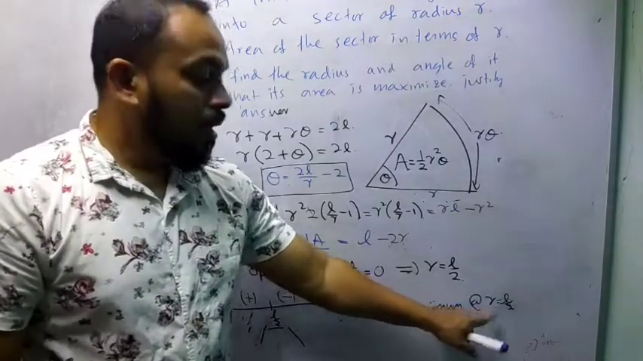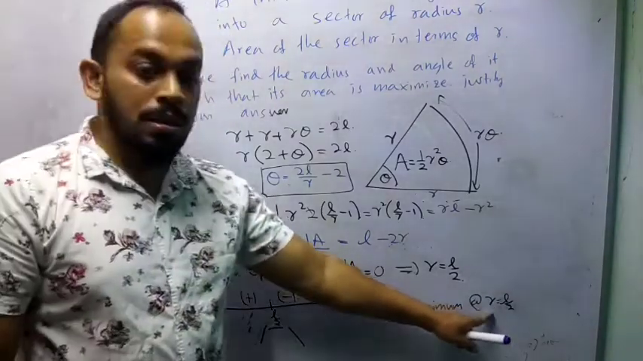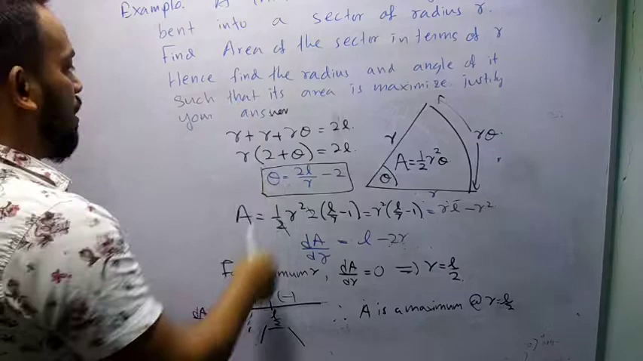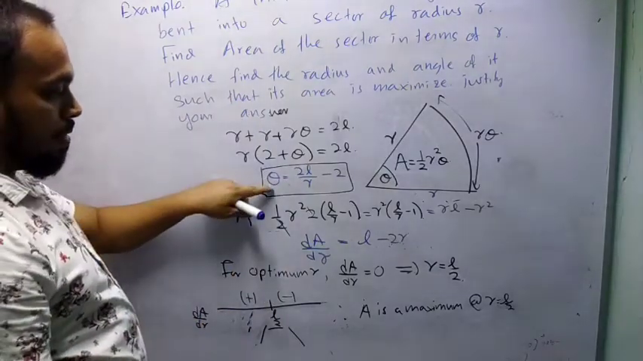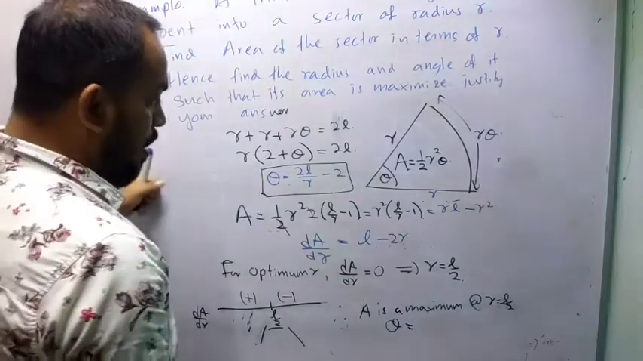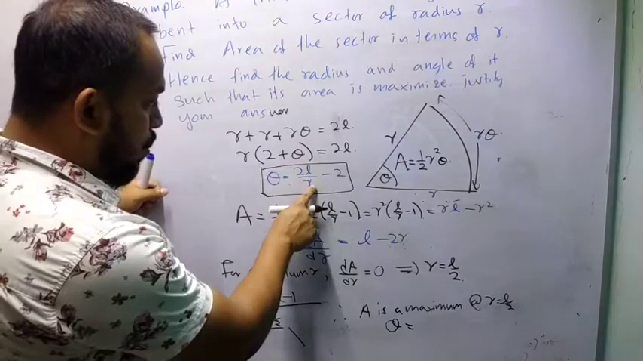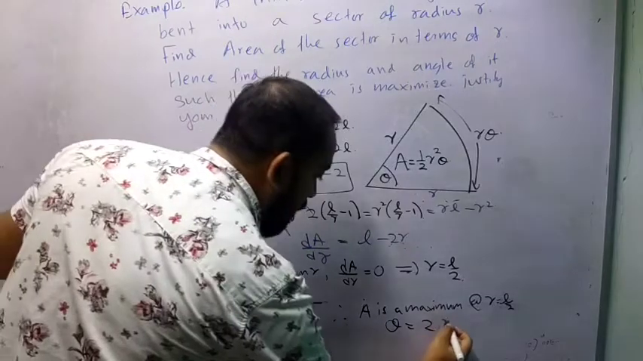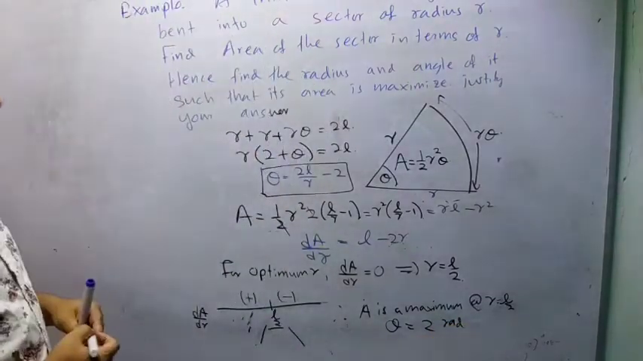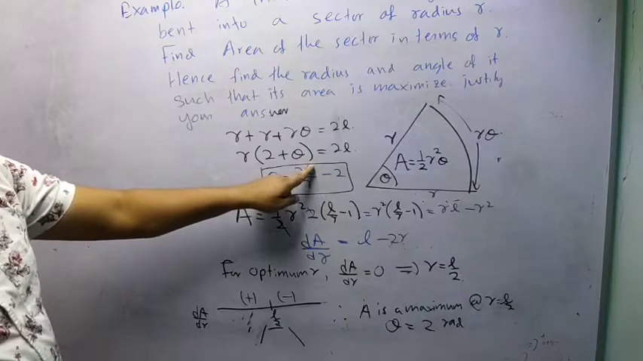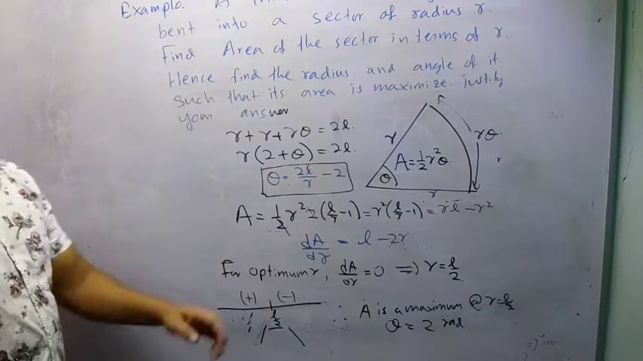This should be the radius of the circle such that the area of the sector is maximized. They also ask us to find the angle. To find the angle, you can just use the relationship given. When r is L by 2, the expression 2L over r minus 2 becomes 4 minus 2, which is just 2. So theta is 2 radians.